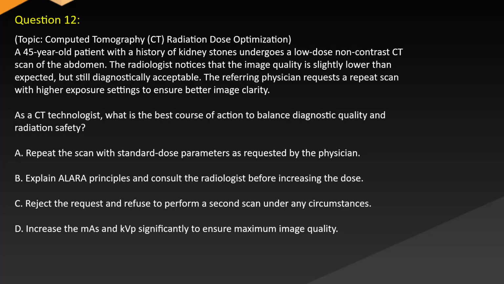CT radiation dose optimization. A 45-year-old patient with a history of kidney stones undergoes a low-dose non-contrast CT scan of the abdomen. The radiologist notices that the image quality is slightly lower than expected, but still diagnostically acceptable. The referring physician requests a repeat scan with higher exposure settings to ensure better image clarity. What is the best course of action to balance diagnostic quality and radiation safety?